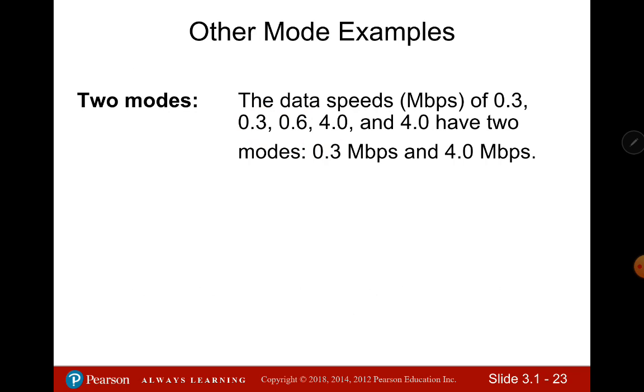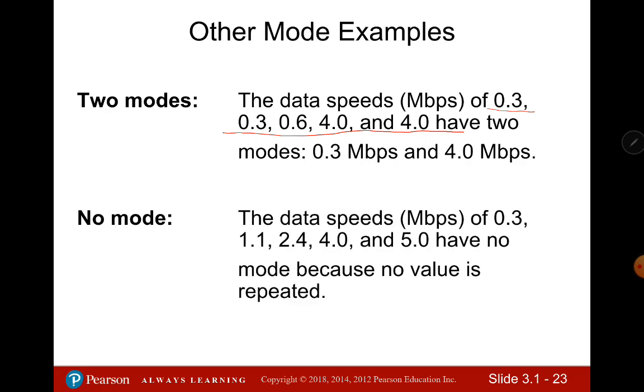Now we try to check this group of values. This time we have 0.3 twice, 0.6 1 time, 4.0 twice. Then both 0.3 and 4.0 occur twice. So both 0.3 and 4.0 are our modes. So this is bimodal, right?